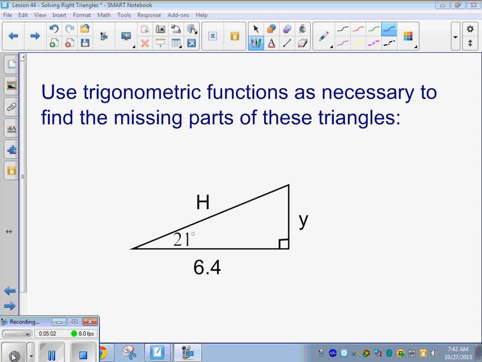Another triangle. So you guys draw this one on your paper. Use trig functions as necessary to find the missing parts of these triangles. So you guys, every time you do one of these, you need to write SOHCAHTOA in your box. All right? Because I need to make sure you guys have to memorize that. Okay, so write that in your box anytime you're solving one of these triangles and you're using SOHCAHTOA, which should be every time.